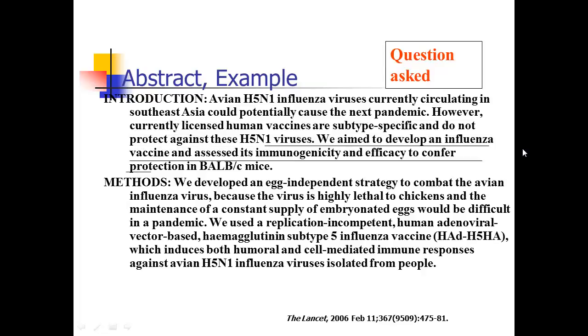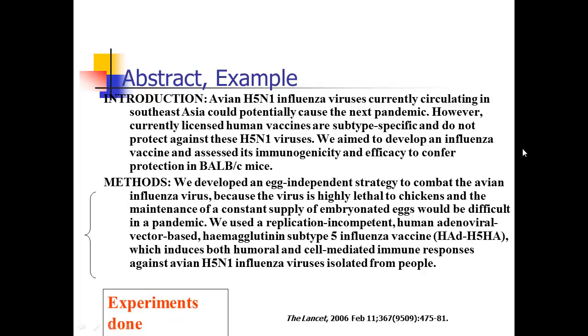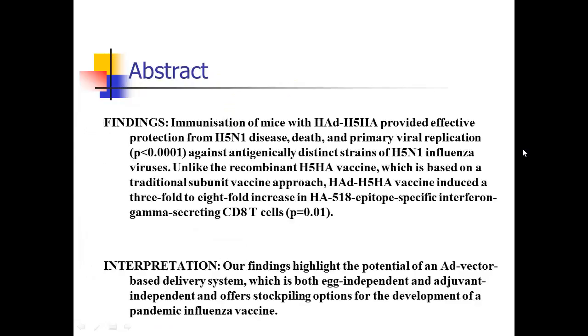And then notice, we kind of got the background, the context, and now we get the question asked. So that's that very explicit statement. We aimed to develop an influenza vaccine and assess its immunogenicity and efficacy to confer protection in mice. So this is a mouse study. And then they give a quick summary of the methods that they did to create the vaccine and test it in mice. And then they give a quick summary of the results.